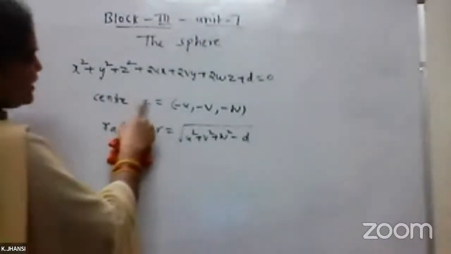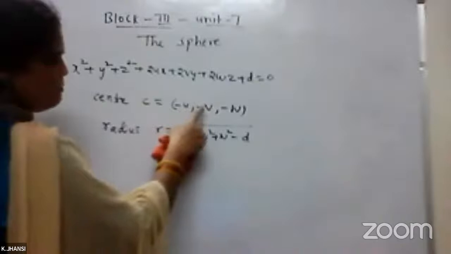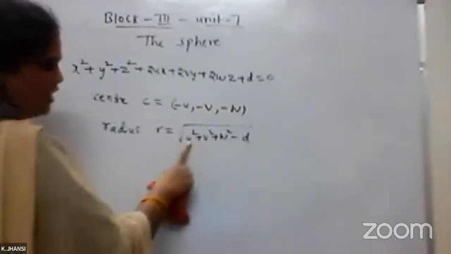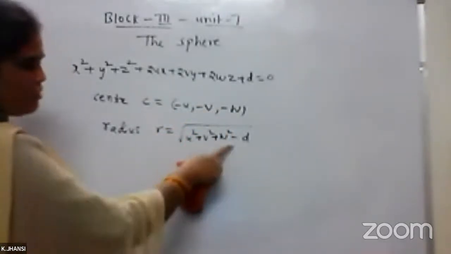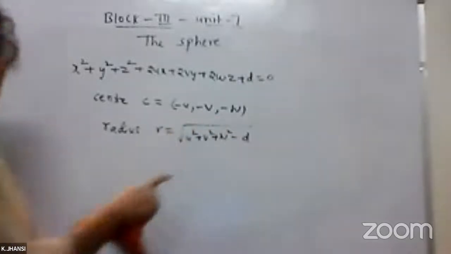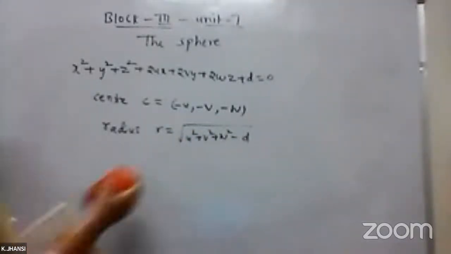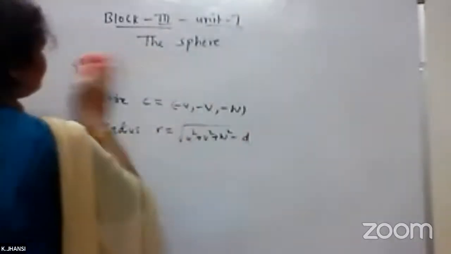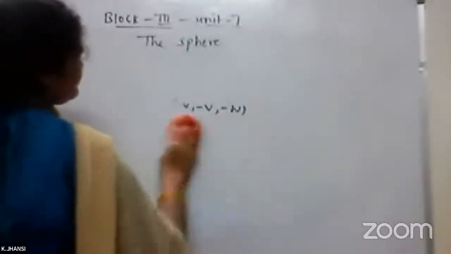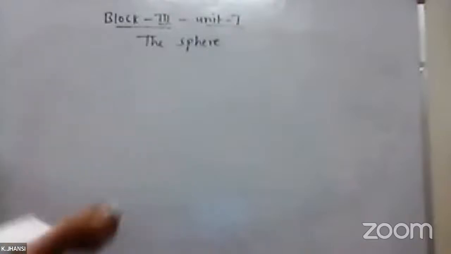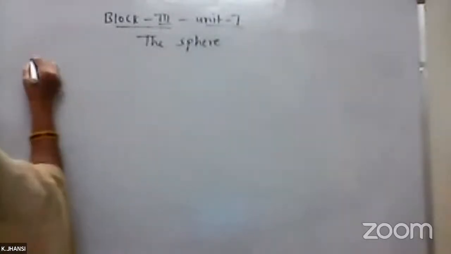We'll see that problem, and remember that center is (-u, -v, -w). When you take u, v, w as positive values, the center coordinates are the negative values. Find the equation of the sphere.